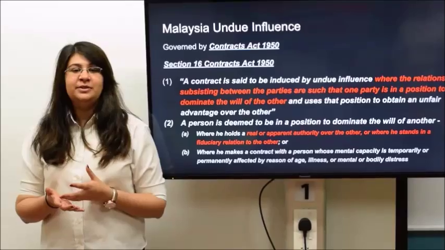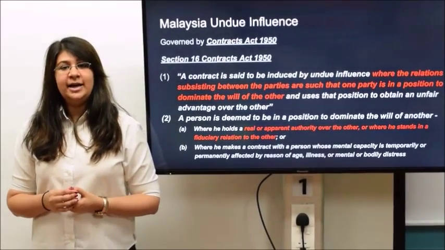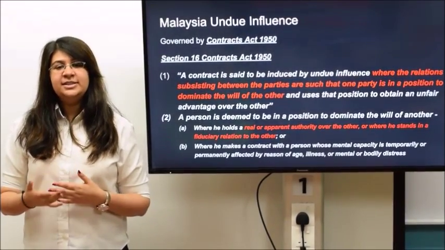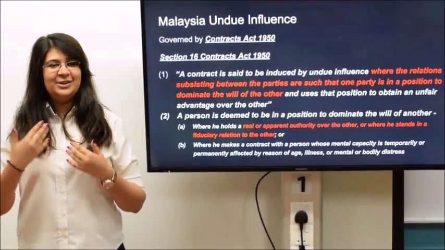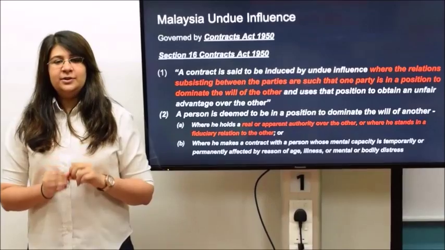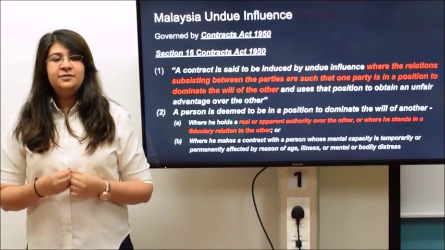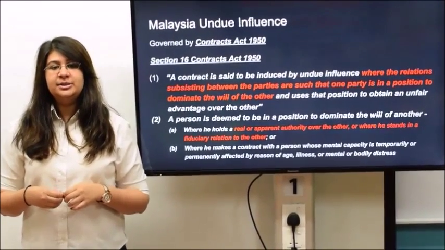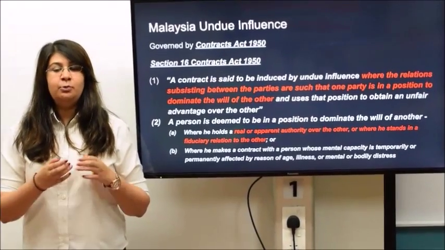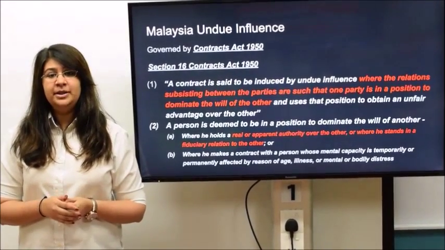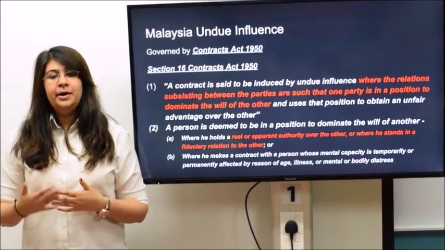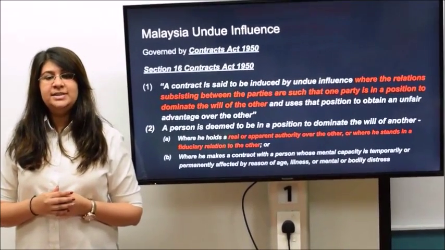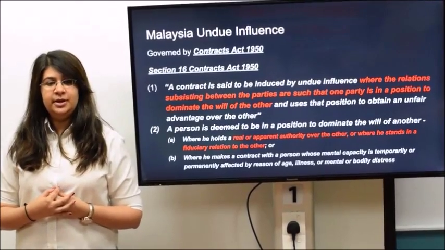In Malaysia, undue influence is governed by the Contracts Act of 1950. Section 16 is the main section that controls this. There are 3 subsections to this. The first subsection says where the relations subsisting between parties are such that one party is in a position to dominate the will of the other. Subsection 2A says that real or apparent authority over the other, or where he stands in a fiduciary relation to the other.